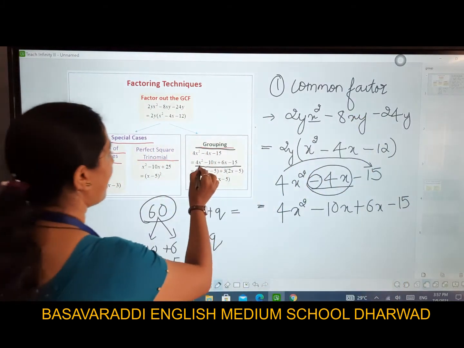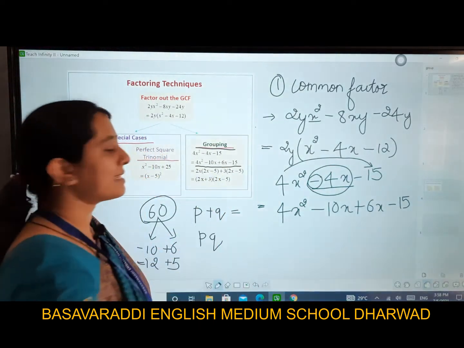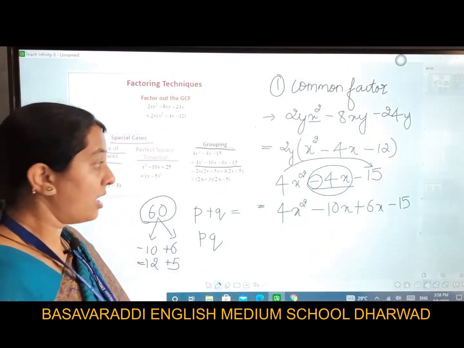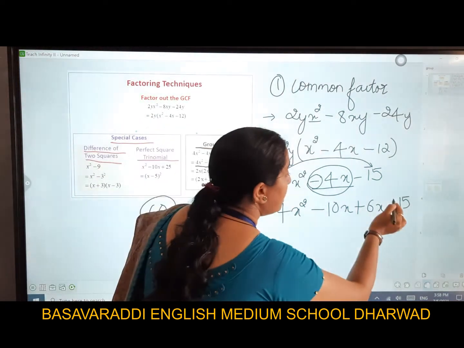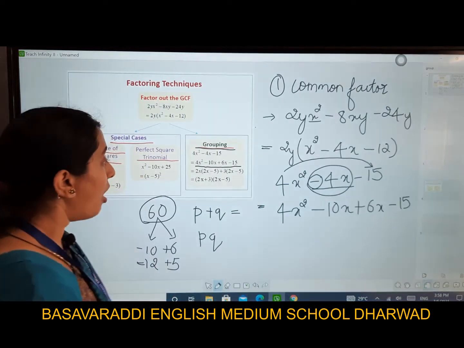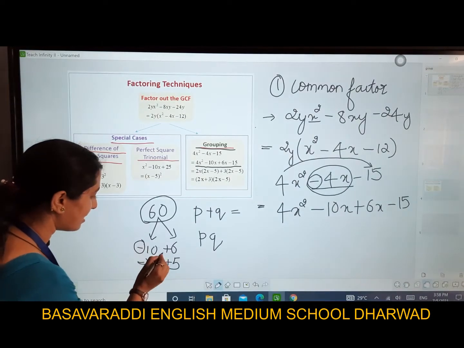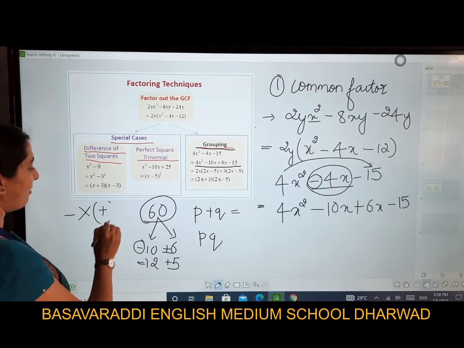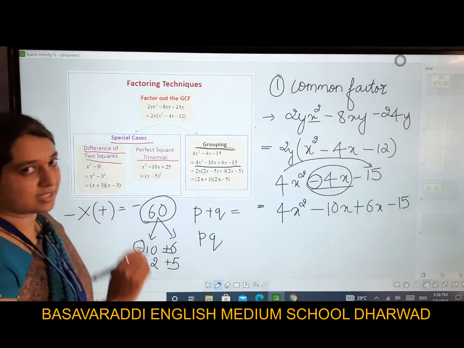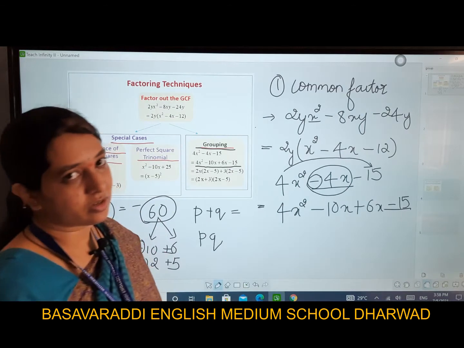Yes, the same thing they have given here. I hope now you have understood how we got this minus 10x and plus 6x. So now the next question comes. Here it is minus, but what to do? Simple way. We are having minus and plus. So when minus into plus, the product will always be negative. That's why we have minus 15.